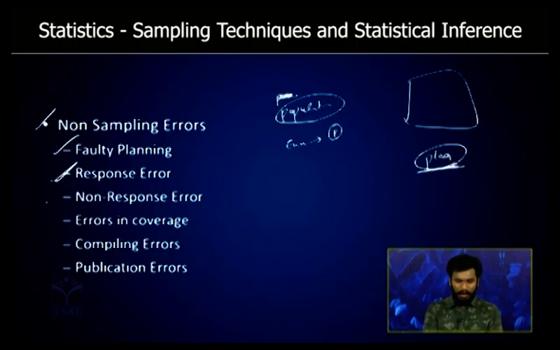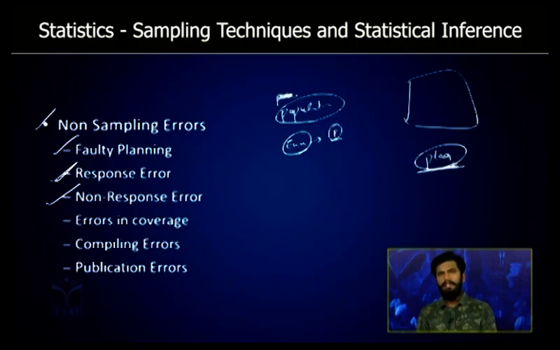And again, non-response errors. Non-response errors are, so this person is totally unwilling to give the response to the enumerator. That is one case. Or this person is not at all available to give the information. So those kind of errors will come under non-response errors.